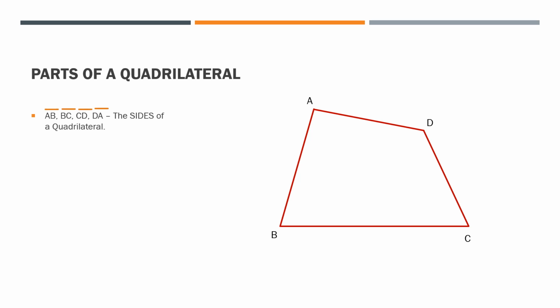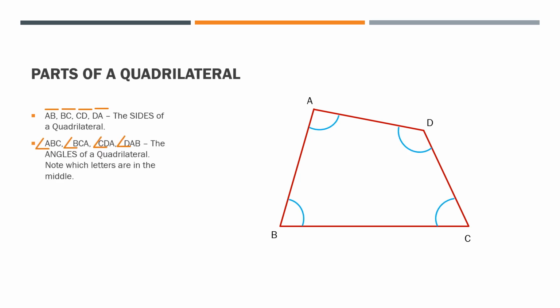We have got the sides AB, BC, CD and DA formed of line segments. Again, we have got the angles ABC, BCD, CDA and DAB. Just like the triangles, note which letters are in the middle, and these are the same angles as angle B, angle C, angle D and angle A.